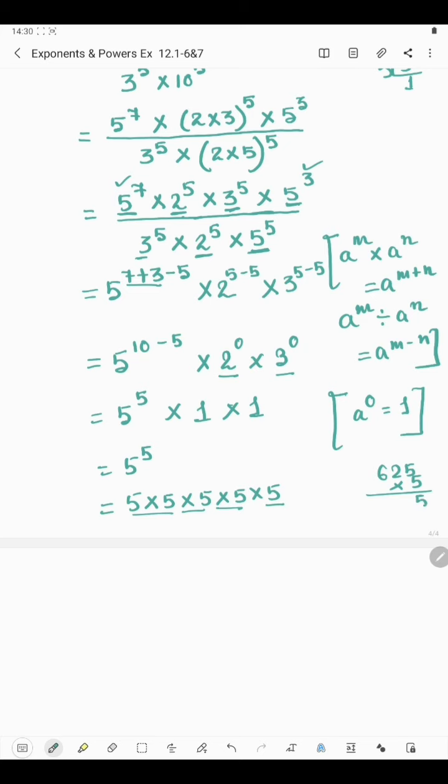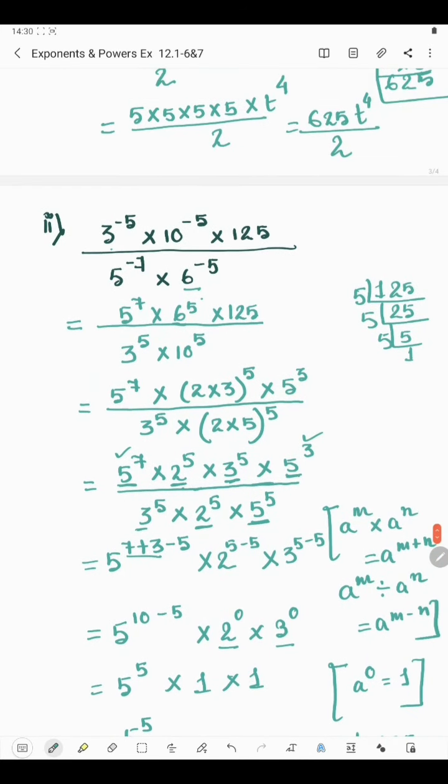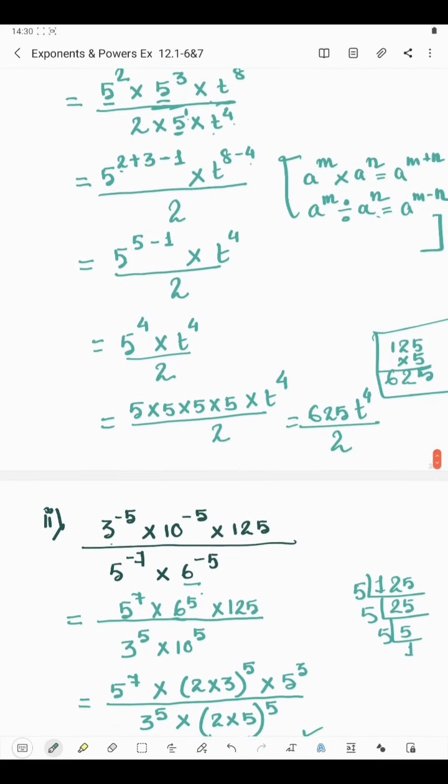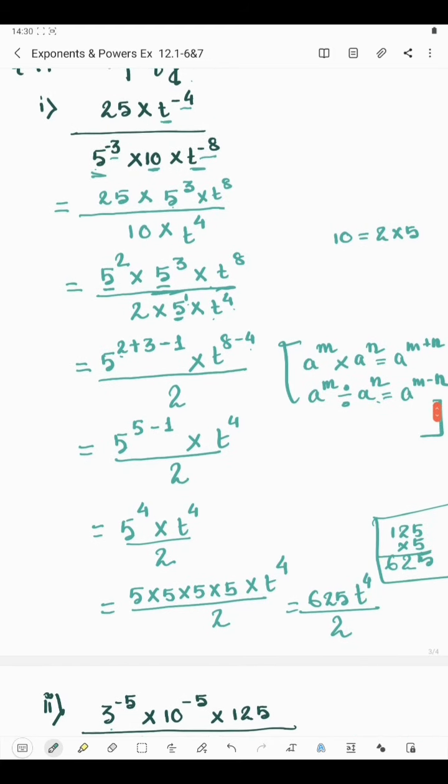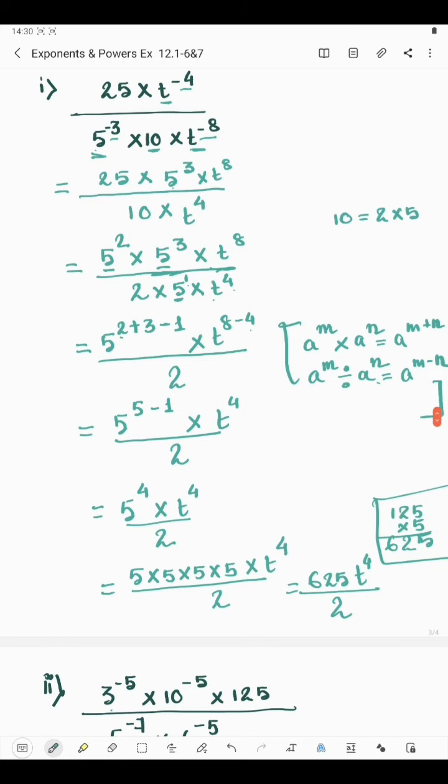and 625 multiplied by 5: 5 5s are 25, 2 carry, 5 2s are 10, 10 plus 2 is 12, 2 and 1 carry, 5 6s are 30, 30 plus 1 is 31. So the value will be 3125. This is how we solve the sum: we make the exponents positive, then find the prime factors if possible, and then solve it according to the laws.